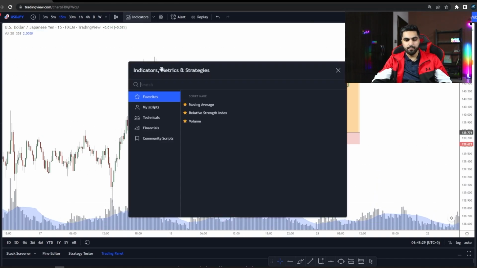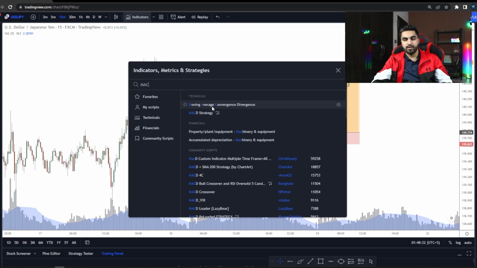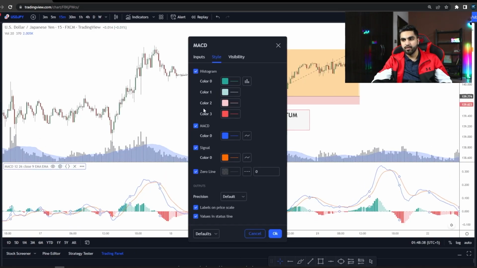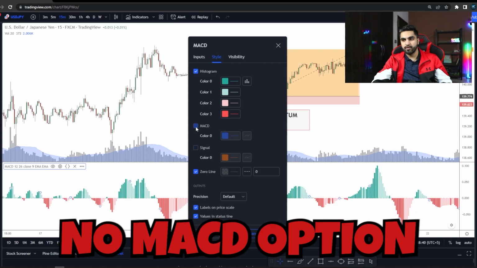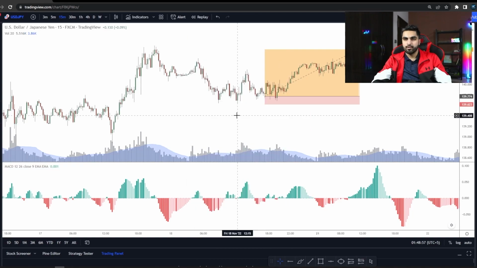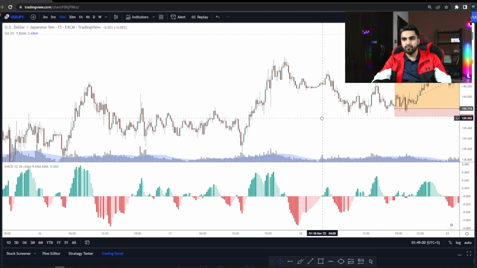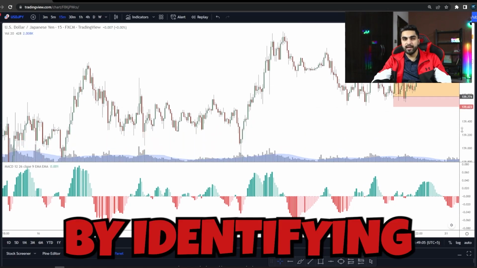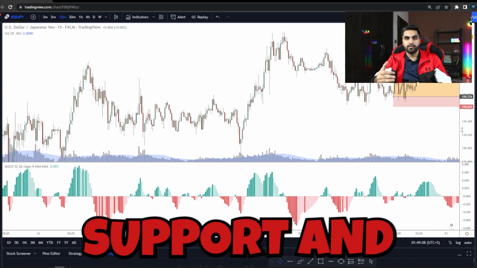We're going to add MACD as well, moving average convergence divergence, and after adding it we need to change the settings as well. We are not going to use the signal, we're not going to use the MACD option, and we only need to use histogram in MACD. So the first thing that we need is to find the trend of the market direction, and we can do that by identifying the break of recent support and resistance area.